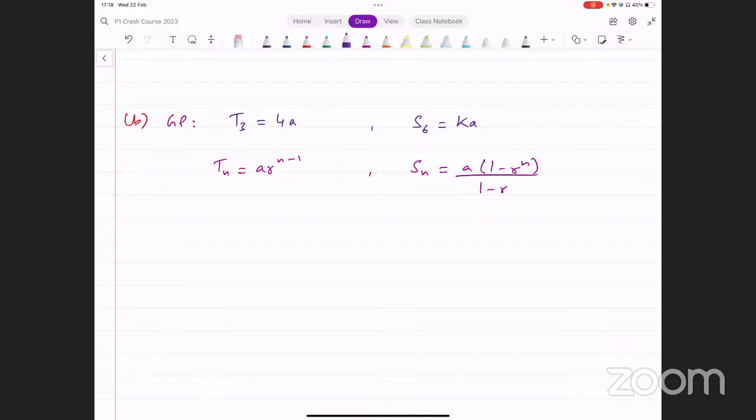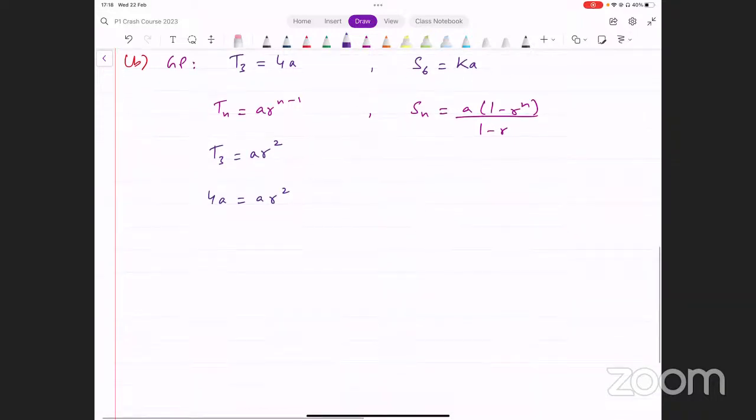Now let's input values. So we're looking for T3 here. T3 would equal A into R. We don't know what the value of R is as well. So it's just AR raised to power 3 minus 1, which is 2. We know the value of T3, that is 4 times A. So we have 4A equals AR square. A and A get cancelled. Remember, because A cannot be 0. If A was 0, all the terms would be 0. It's a GP, right? So A cannot be 0. So we can cancel that out. A can be cancelled out. We are left with R square equal to 4.